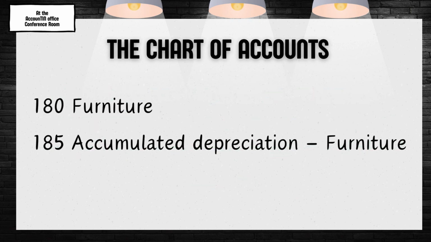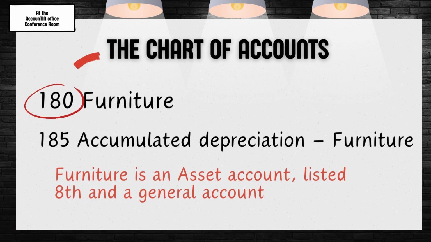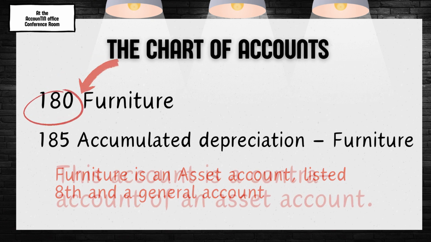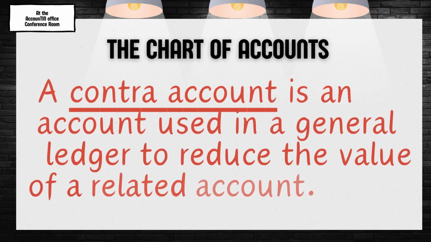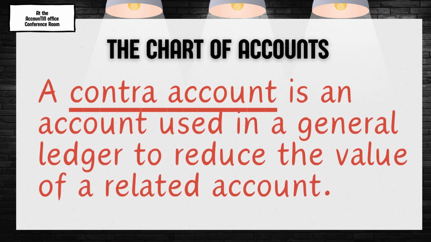Just like these accounts, the furniture account is numbered 180 and the contra account, accumulated depreciation furniture, is numbered 185. The furniture is a non-current asset account, listed 8th, and a general account. The account accumulated depreciation furniture is also an asset account. It shows number 185, indicating that this account is a contra asset account of furniture. A contra account is an account used in a general ledger to reduce the value of a related account.